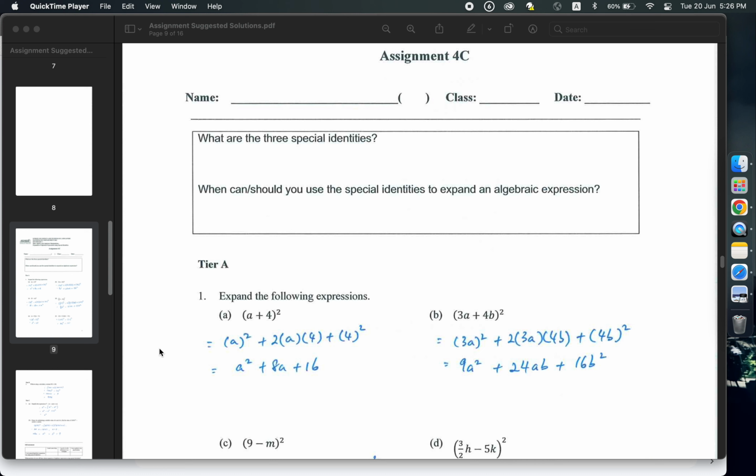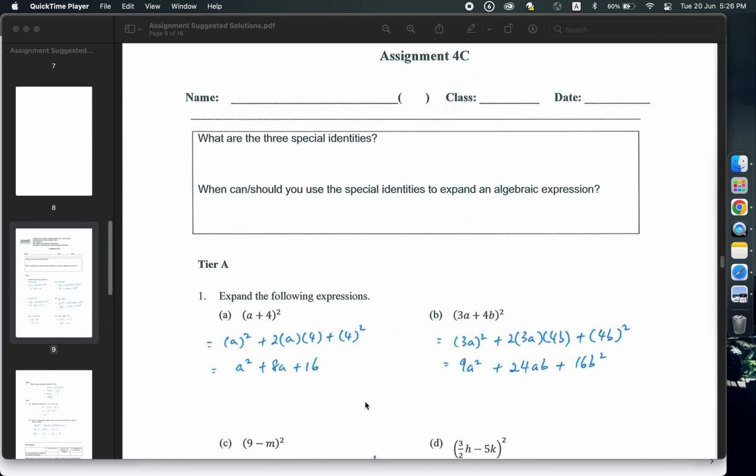but this time round there are actually three special identities, and you can find them in your notes. When we have perfect squares like this, we can expand them very quickly if we are very familiar with the special identities.